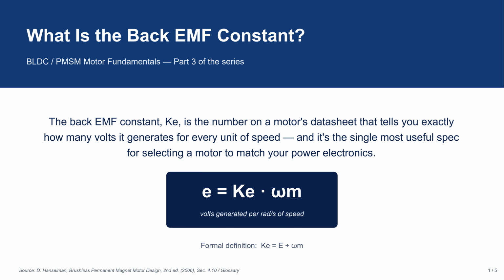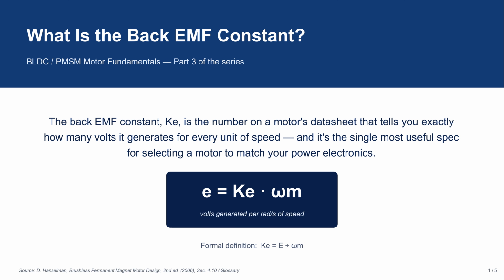The back EMF constant, Ke, is one of the most misunderstood numbers on a motor datasheet. Formally, Ke is defined as E divided by omega m, the ratio of induced voltage to mechanical speed. In plain terms, it tells you exactly how many volts a motor generates for every unit of speed it spins at. Why does this one number matter so much?